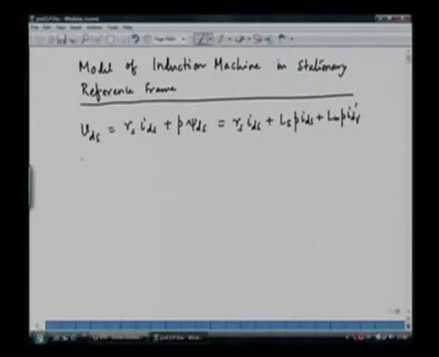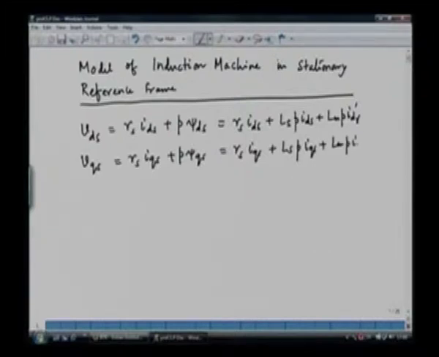And similarly, we can have VQS. VQS is equal to RS IQS plus P psi QS, that is equal to RS IQS plus LS P IQS plus LM P IQR prime. So, these are the two equations for the stator.